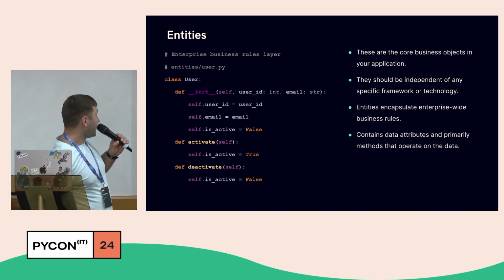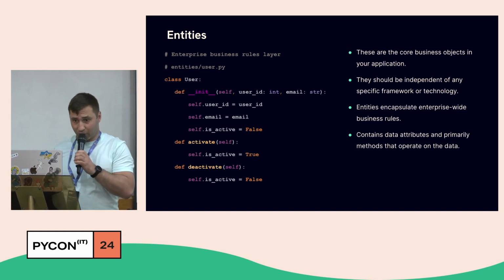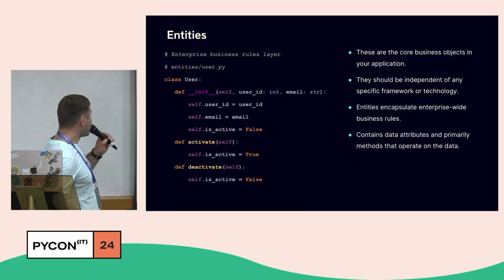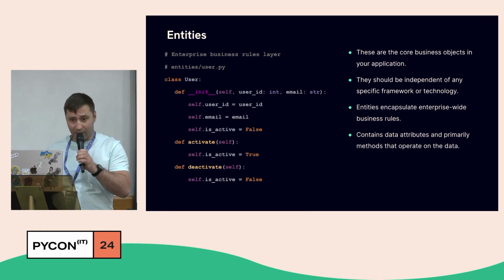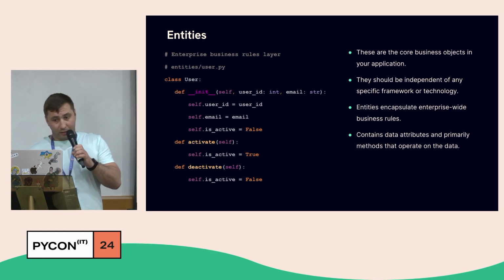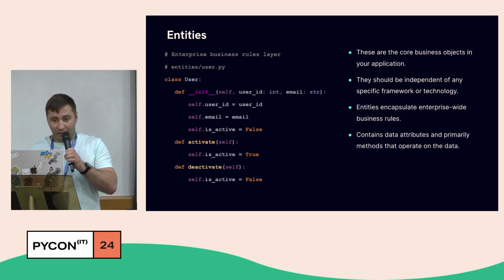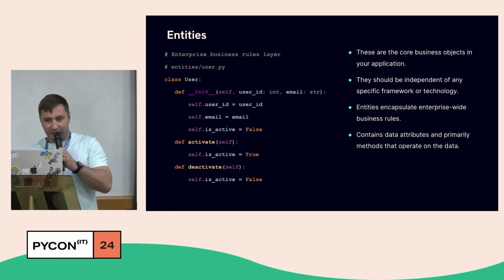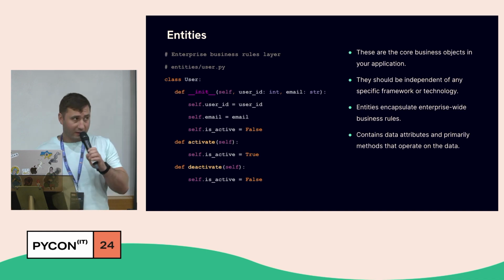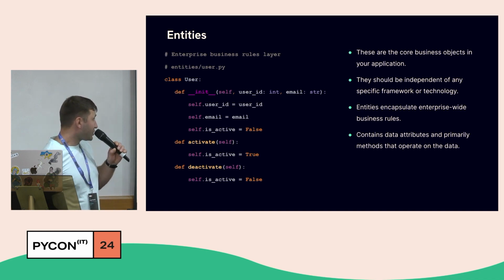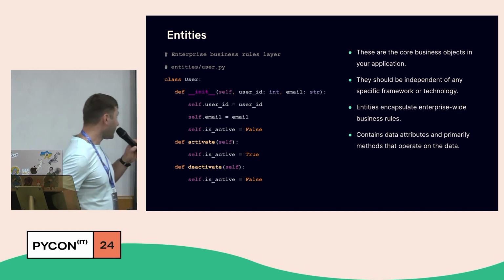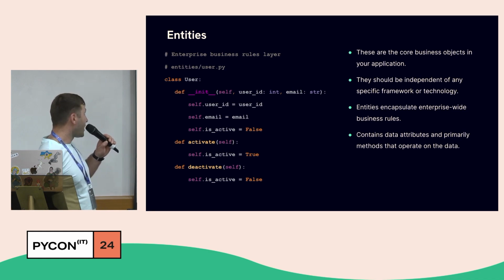So let's overview some code. On this slide, we can see the class User, which is an entity, the basic entity. As I said, this abstraction contains the core business logic, the core enterprise business logic, and contains only the business logic required by such an entity.